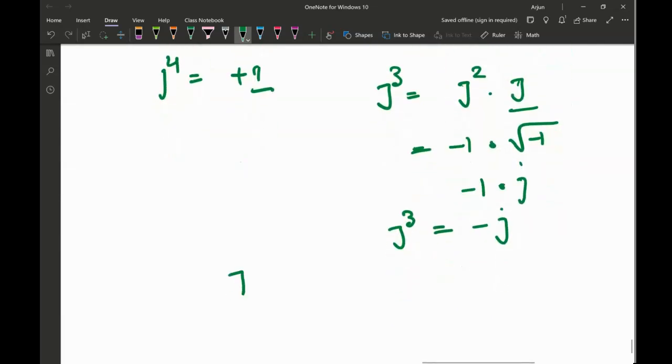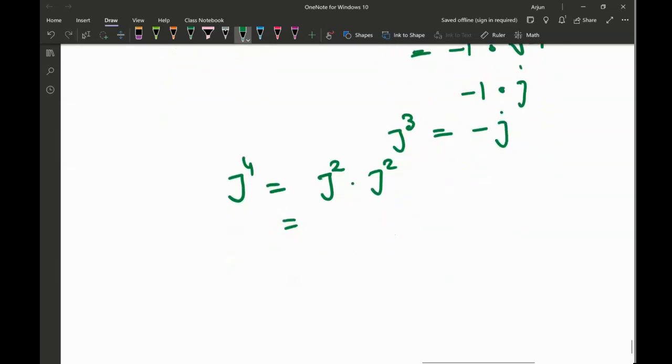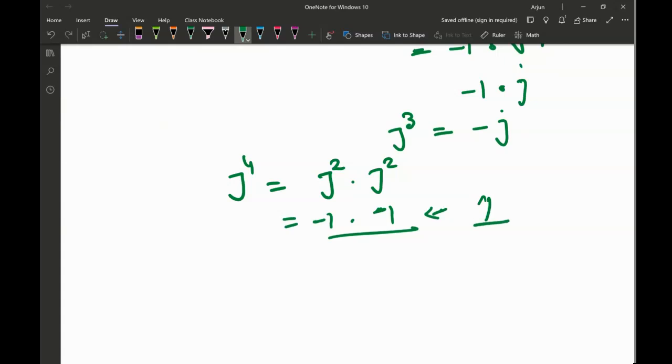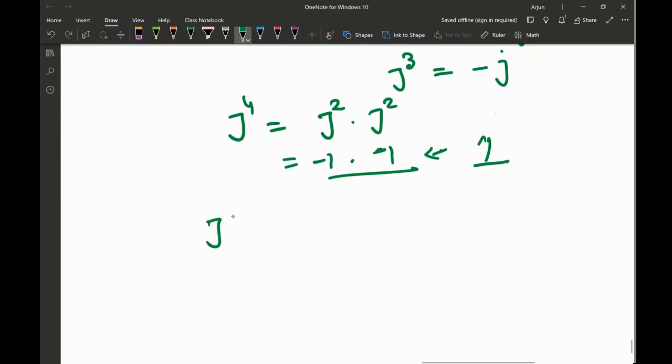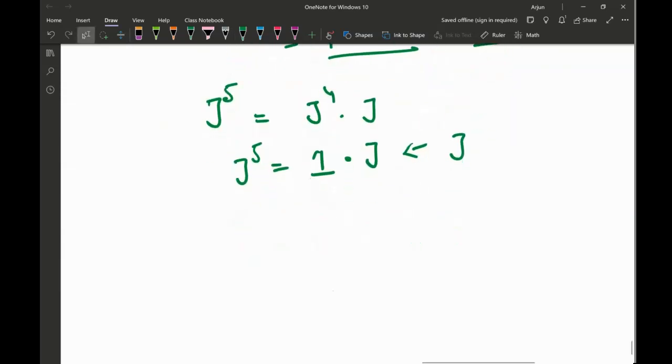And then if I look at j raised to the power 4, that's going to become j to the power of 2 times j to the power of 2, which is -1 times -1, and this is +1. Now if I go to j to the power of 5, you can write it as j to the power of 4 times j, and j to the power of 4 is 1, so I'm going to call it j. So j to the power of 5 will become the same as j, and then the series will start again.